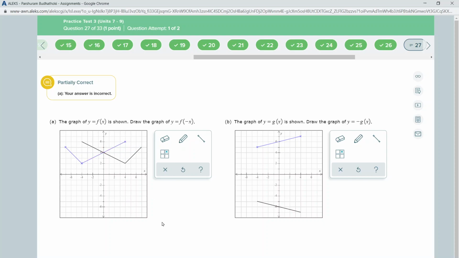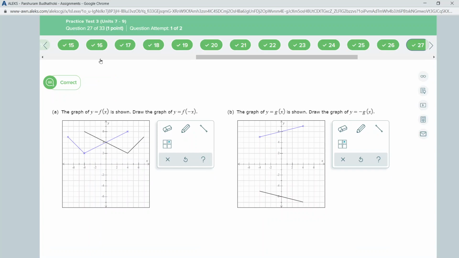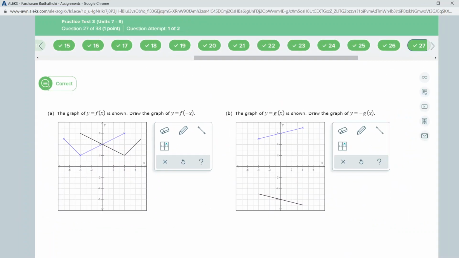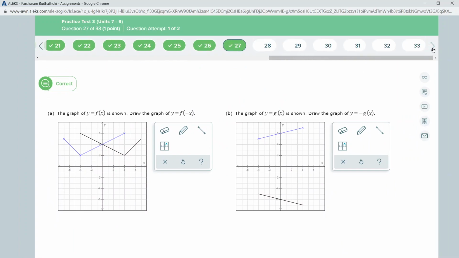So now it looks exact, right? Okay, recheck. Yes, correct. So I was just missing this one. If you look at here, instead of taking 7, I was taking 6. That was my mistake. Okay, go to number 28.